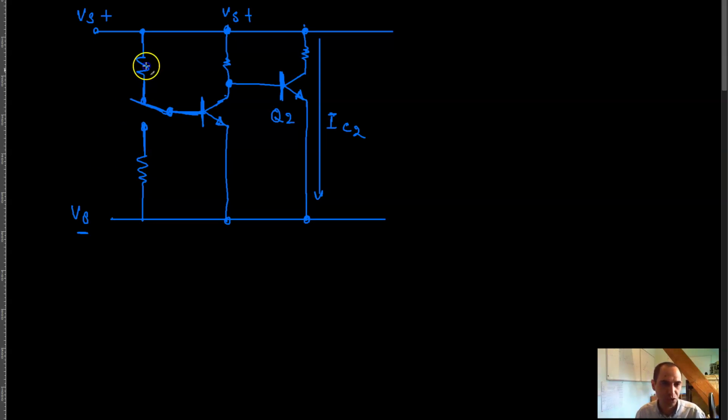And when this switch is tied to the positive rail, this transistor again is either on or off. In one of the cases, the transistor is turned on. That means that this load gets current from the supply to the ground. In the other case, it gets no current. This load gets no current because this transistor is switched off.